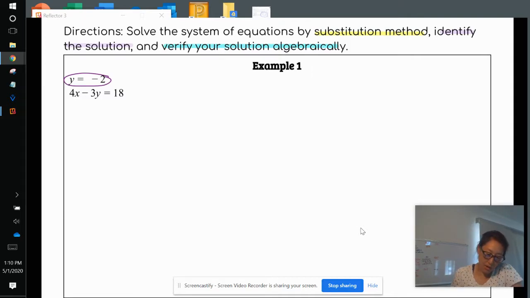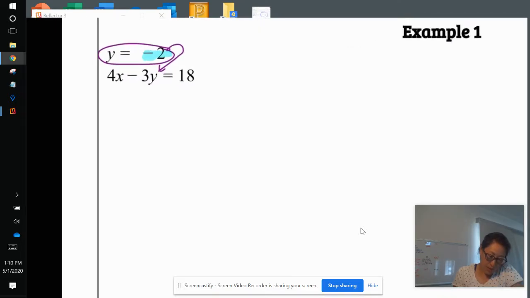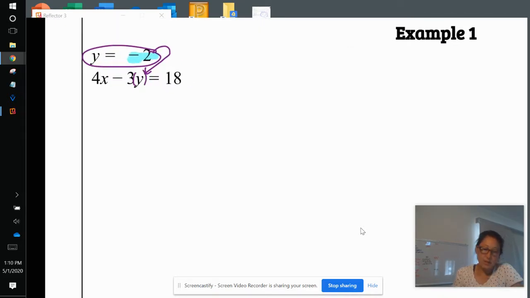Now I know that y is equal to -2. So I'm going to substitute that -2 any place there is a y. Sometimes it helps to be able to write parentheses around the y so I know exactly where to plug in that -2. So for step number 2, we substitute. We're going to do 4x minus 3 times -2, because that was the y, is equal to 18.